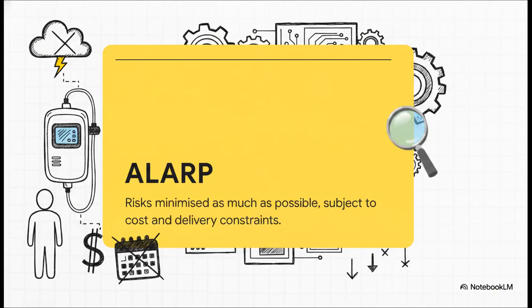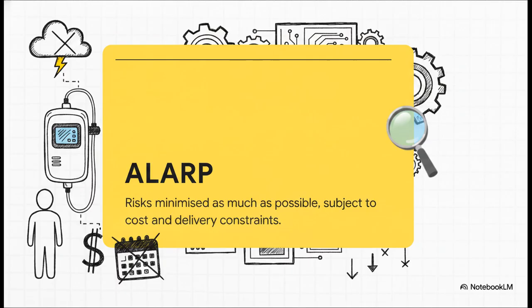This is an absolutely crucial principle in engineering, and I promise you it's heavily tested in exams. It means the system should be designed so that these risks are minimized as much as possible, but subject to realistic costs and delivery constraints. Why is this so important? Because software engineering is bound by real-world economics.